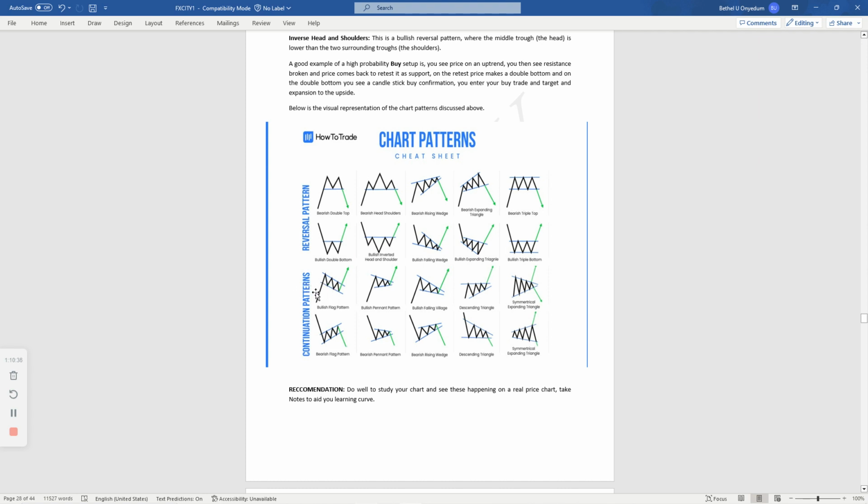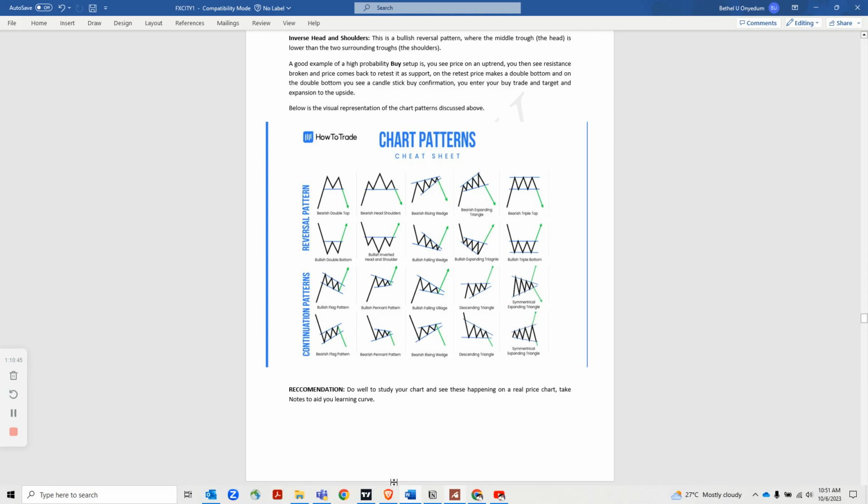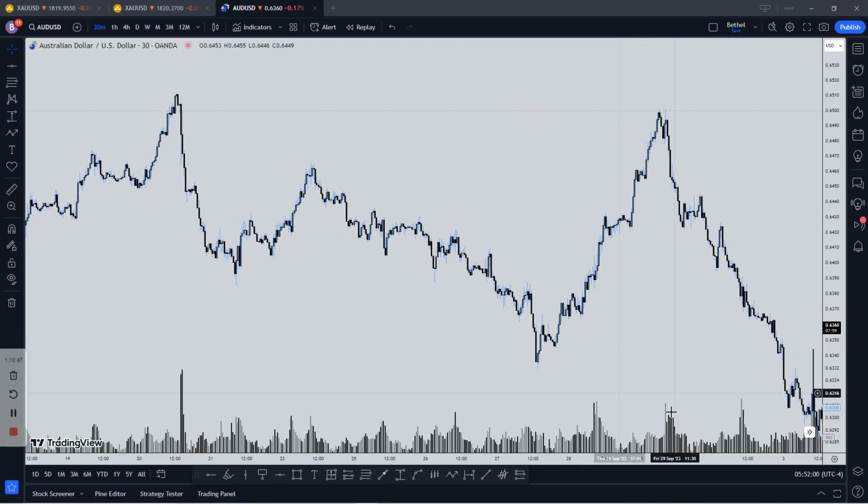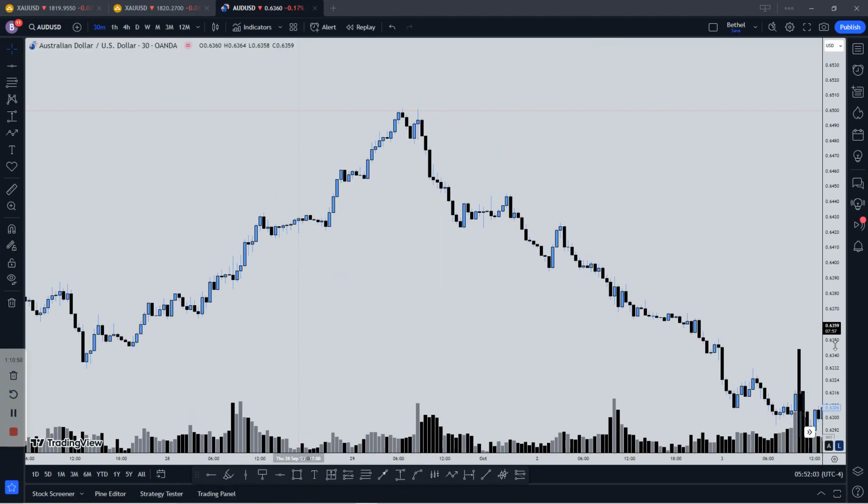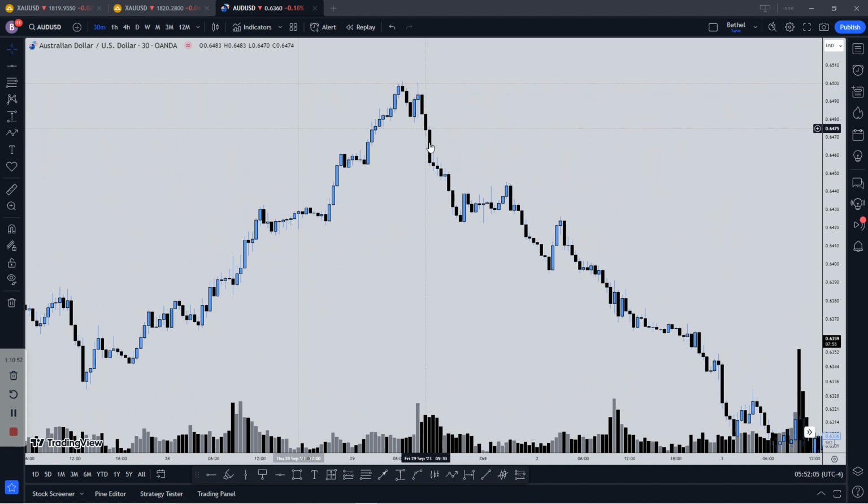So these ones are continuation. You have the bearish and bullish flag. The bullish flag indicates that price is going up, starts to retrace a bit, and then it's going to continue. Let's go to the chart and see if you can find one. You are going down on this one from here. We already made this high and we're coming down. So this here is actually a bearish flag. You can see this is a continuation pattern: it went down, retraced, breaks this flag, continues.